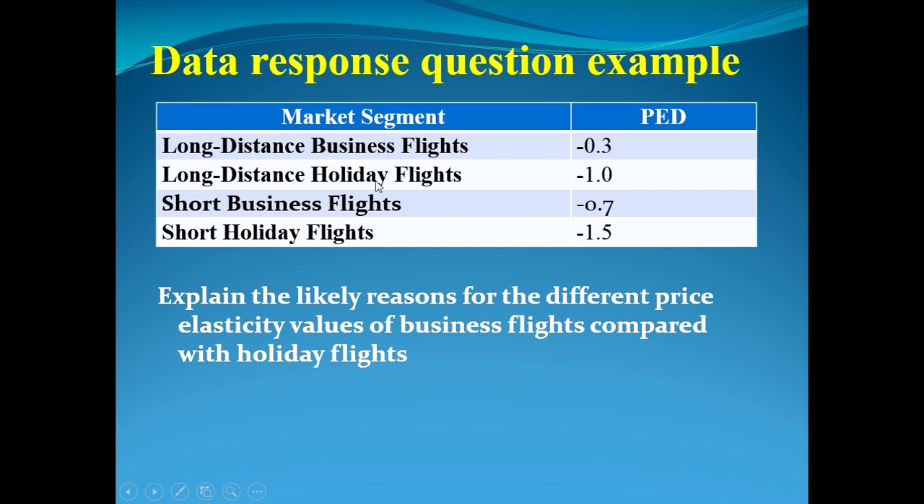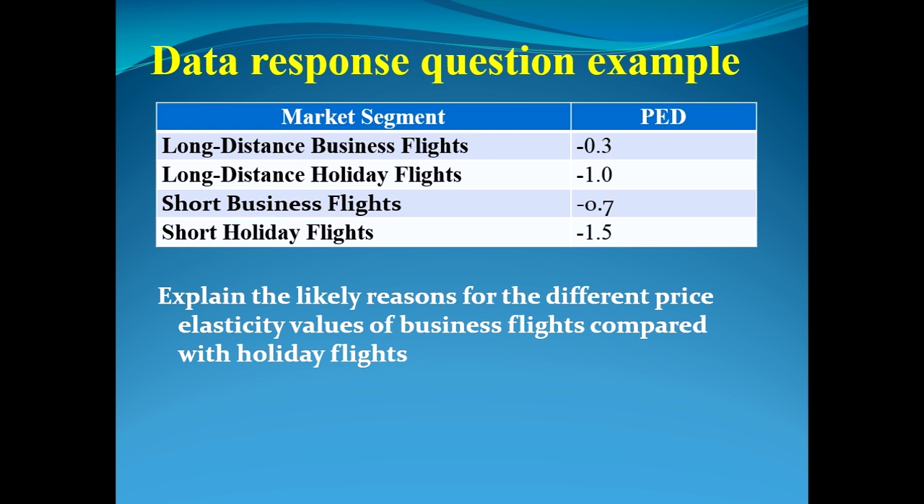If we look at holiday flights, we can notice that PED for holiday flights lies between 1 and 1.5, and the demand for holiday flights is price elastic. Long distance flights are much more price inelastic than the same purpose short distance flights. We can see that for business flights, long distance flights, the value of PED is smaller than the same purpose short flights. It's minus 0.7.